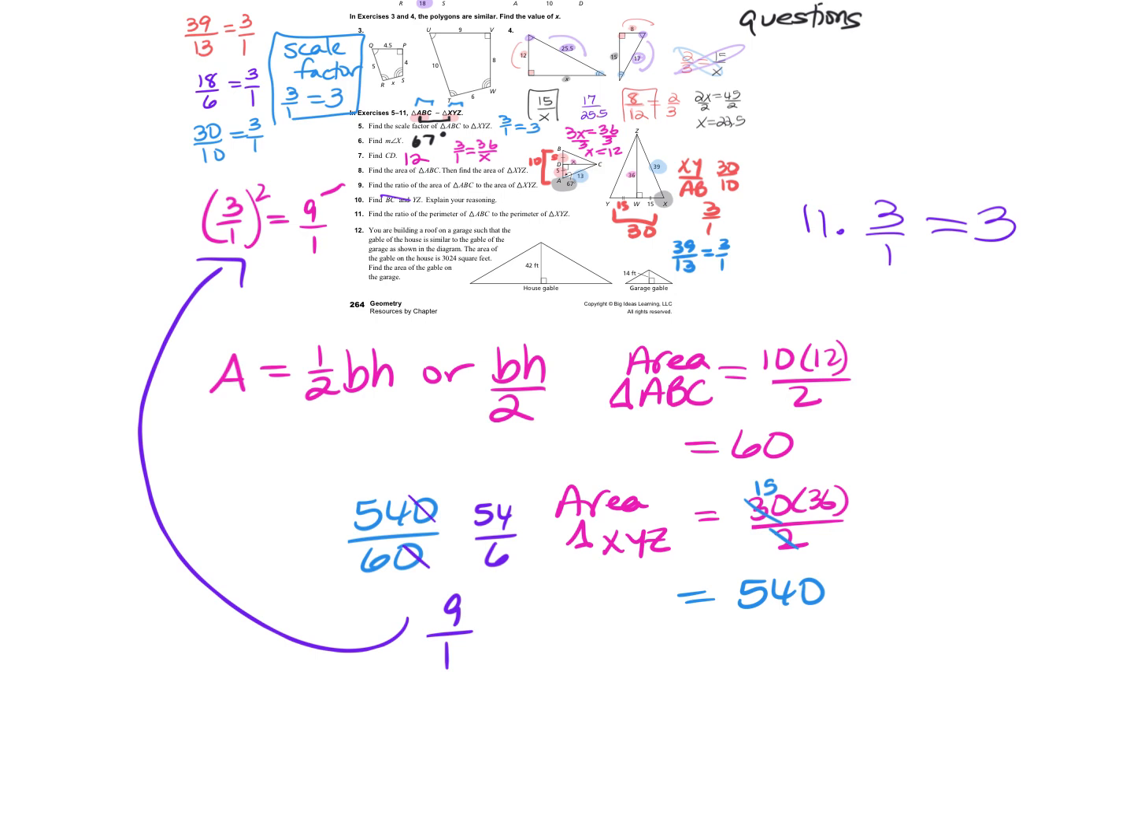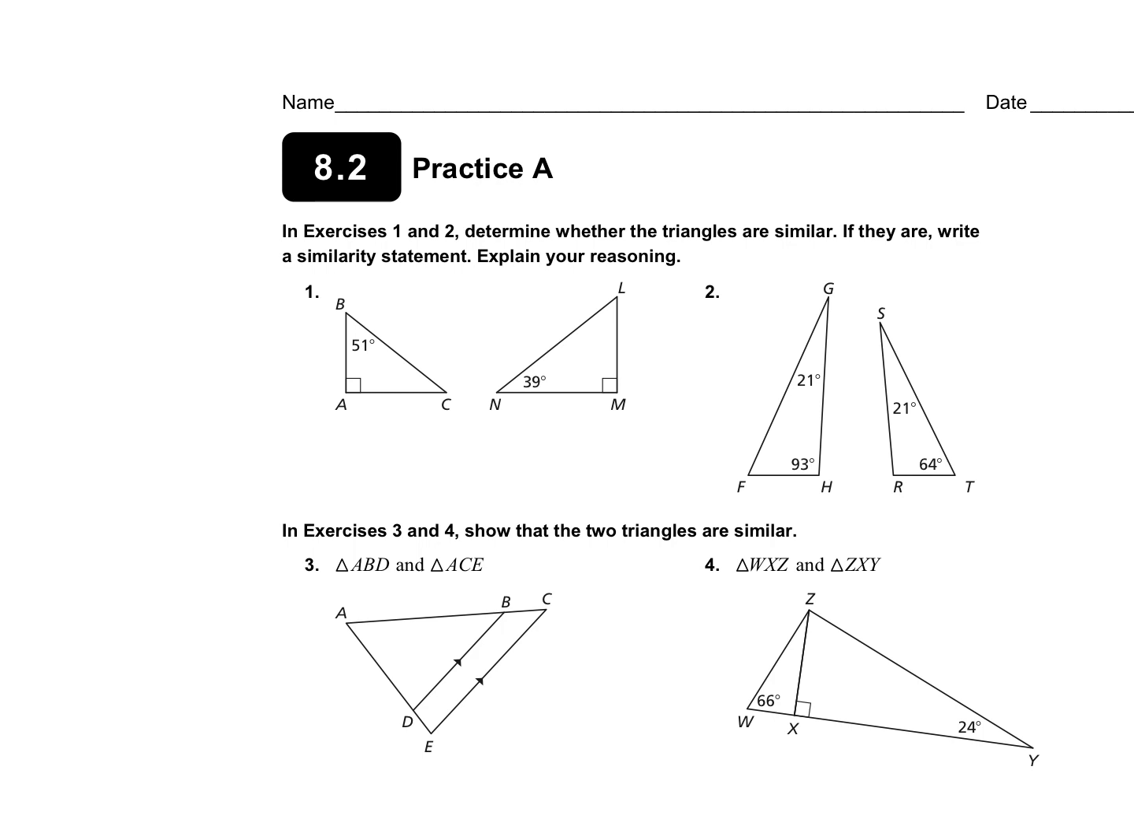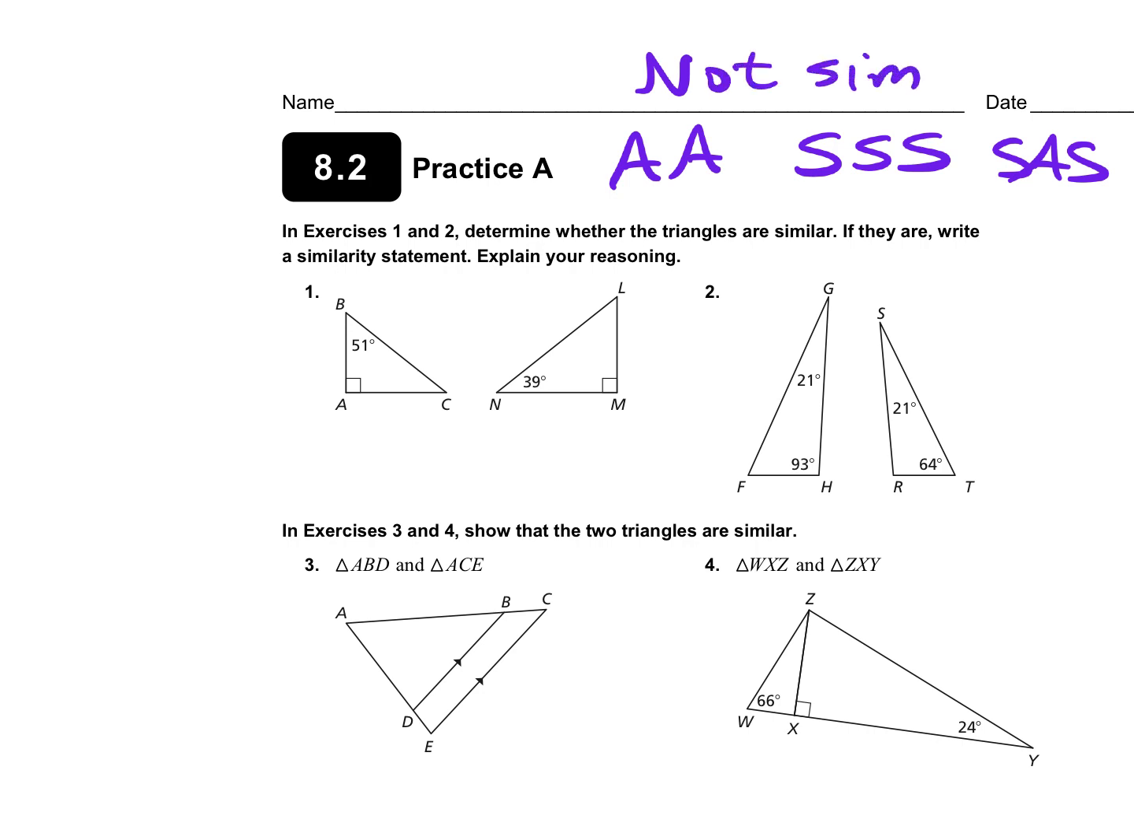Then in 8.2, we learned our first shortcut. So this is going to be the type of question that you're going to see on the quiz, like numbers 1 and 2. And you're going to need to determine which one of the shortcuts you're using. And it's either going to be angle, angle, side, side, side, or side, angle, side. Or you're going to say that they're not similar. If they're not similar, to back up that no answer, you have to show the work. And I'm going to show you what I mean.